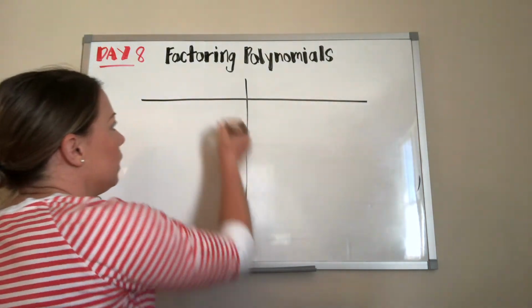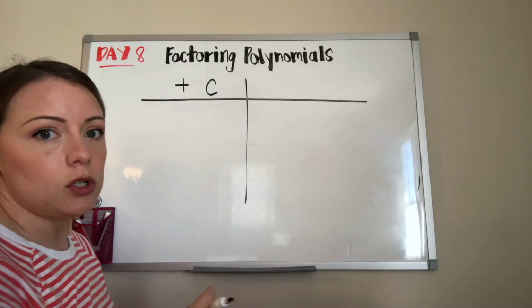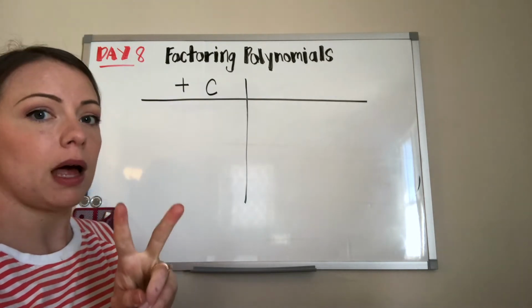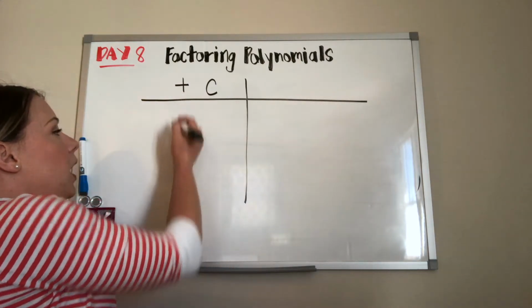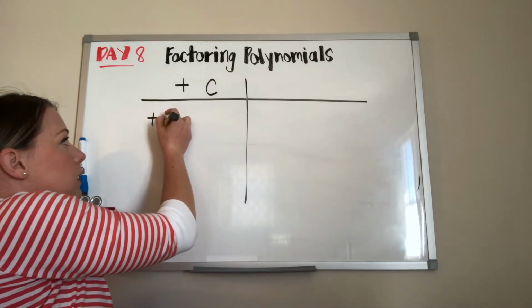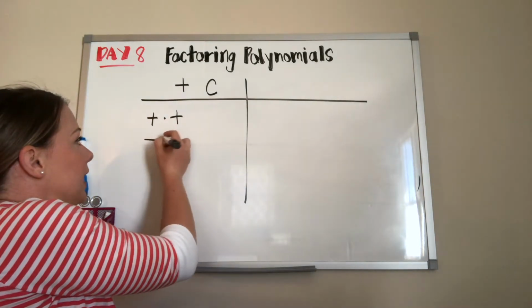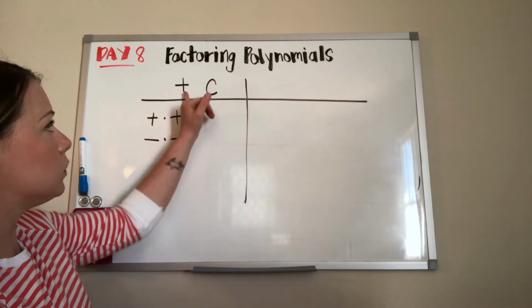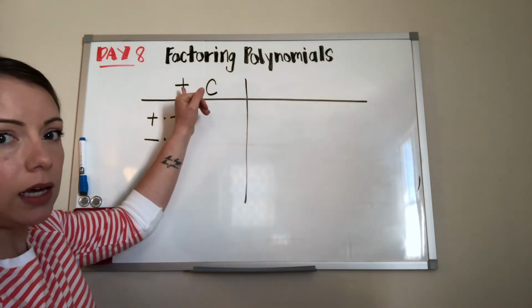So when you have a positive C, I want you to consider again that C is created because two numbers have multiplied, therefore creating C. So if I have a positive C, there are two ways this could happen. I could have had a positive times a positive, or I could have had a negative times a negative, because we know a positive times a positive produces a positive. We also know a negative times a negative produces a positive again.